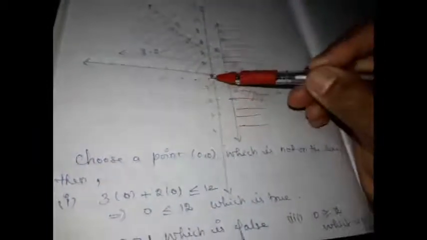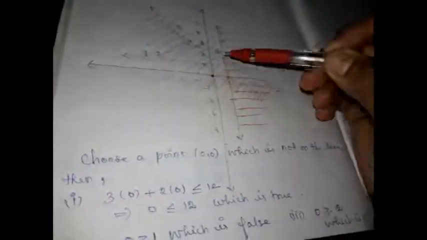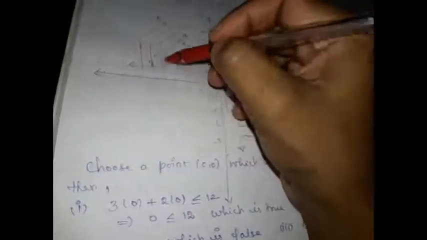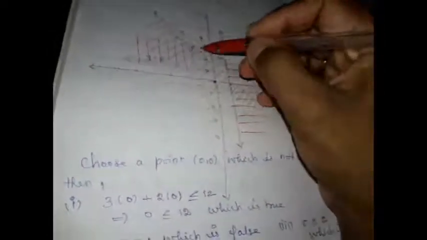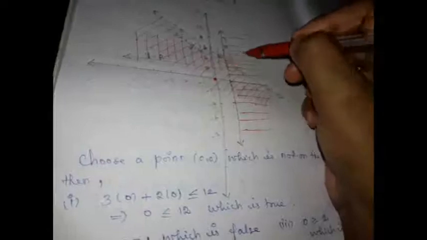Therefore 0 greater than or equal to 2, which is again false. y equals 2 is here, and (0, 0) lies in this half. So this half plane will become the solution for this line, right?